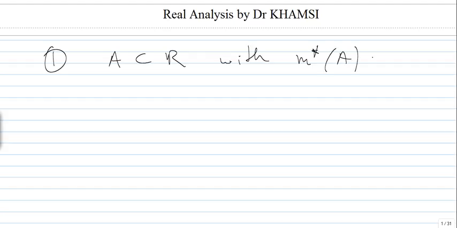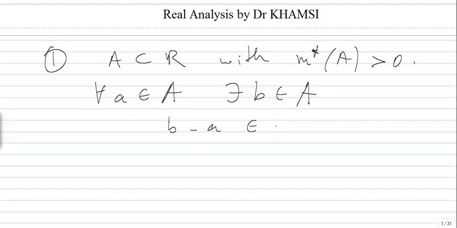The first one says we want to show that we have a subset A in R, and we assume that its outer measure is not equal to 0. So we want to show that for every a in A, there exists a b in A such that b minus a is irrational, so it doesn't belong to Q, the complement of Q. So assume not.